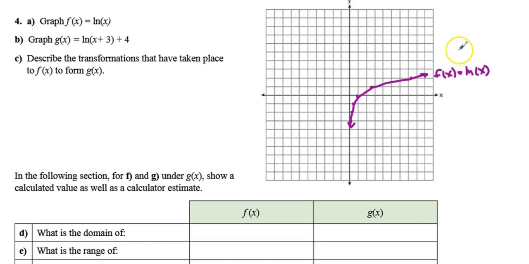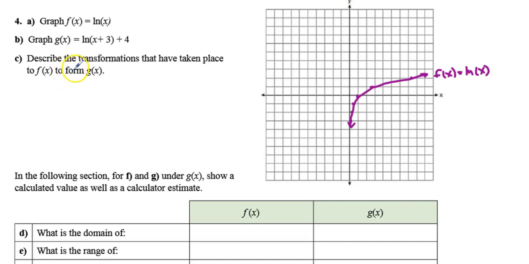Alright, now I've got a graph of the natural log of x based on taking the inverse of e to the x. And this graph says to make a transformation, g of x. Well, you should know, based on your experience, what's going on with this. I think we can kind of answer question part C first, right? It says, describe the transformations that have taken place.